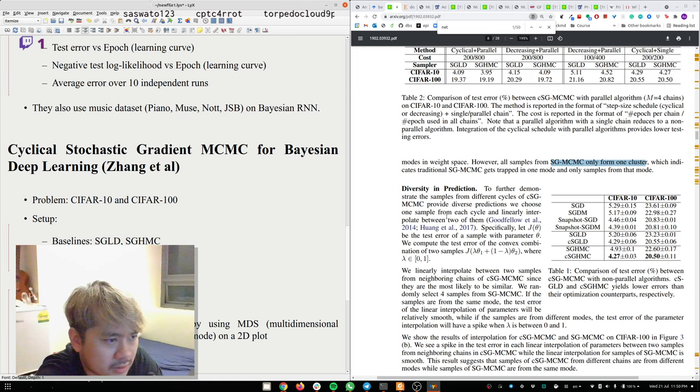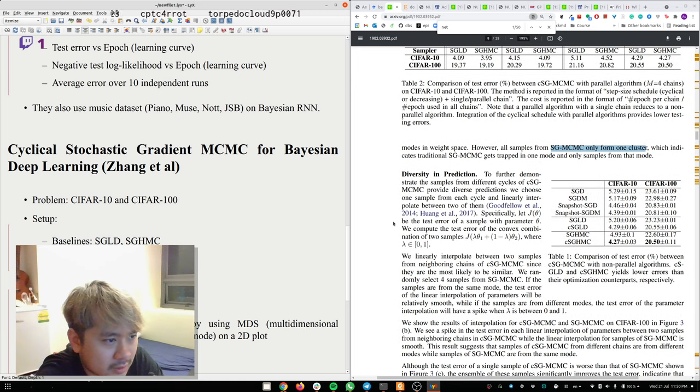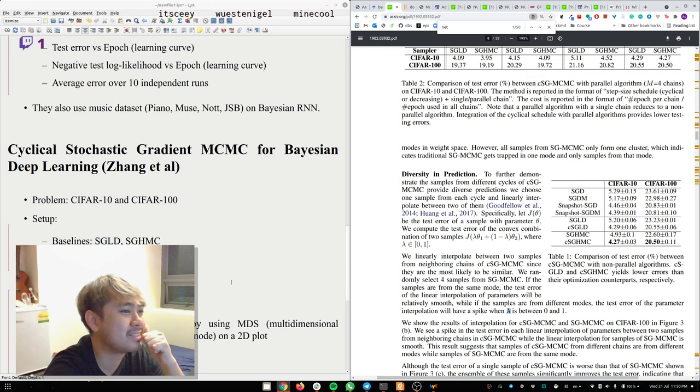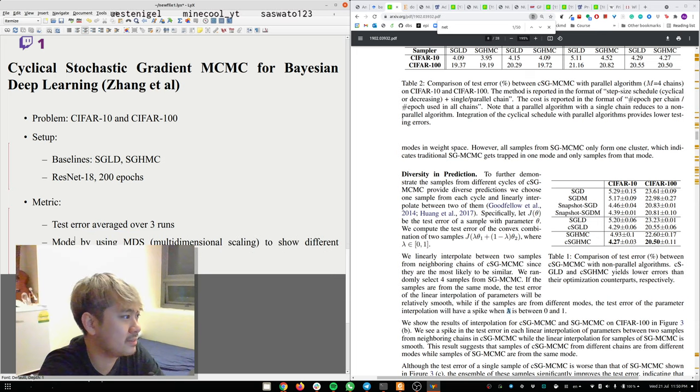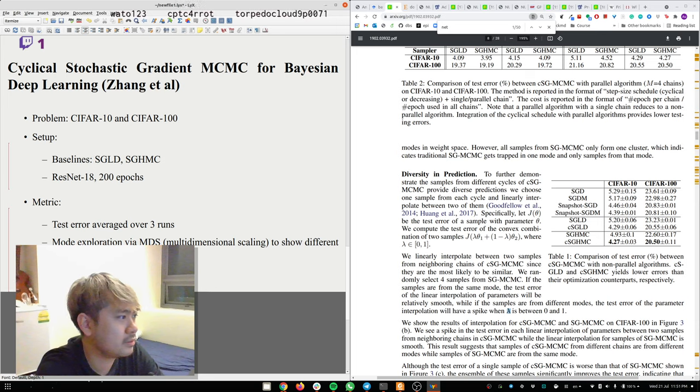What? This is completely their own thing. If the samples are from the same mode, the test error will be relatively smooth. If the samples are from different modes, the test error will have a spike. Oh, this is interesting. So I guess this is also looking at mode exploration.